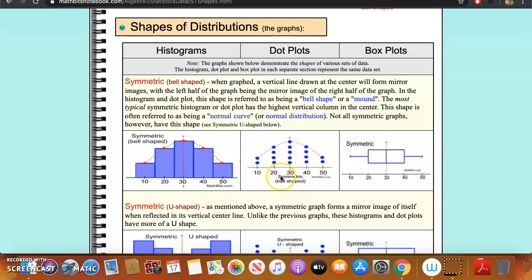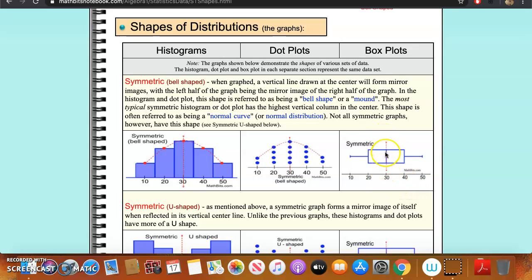Here, when we do it with a dot plot, again, the same idea, right? The middle of your distribution is the highest, you have the most. It's unimodal, and both sides seem to be mirror images. Now, it doesn't always have to be a perfect mirror image to be considered a bell-shaped curve. Nothing in life is always perfect like this, but this is just an example. And here, again, the same idea of a symmetric distribution.